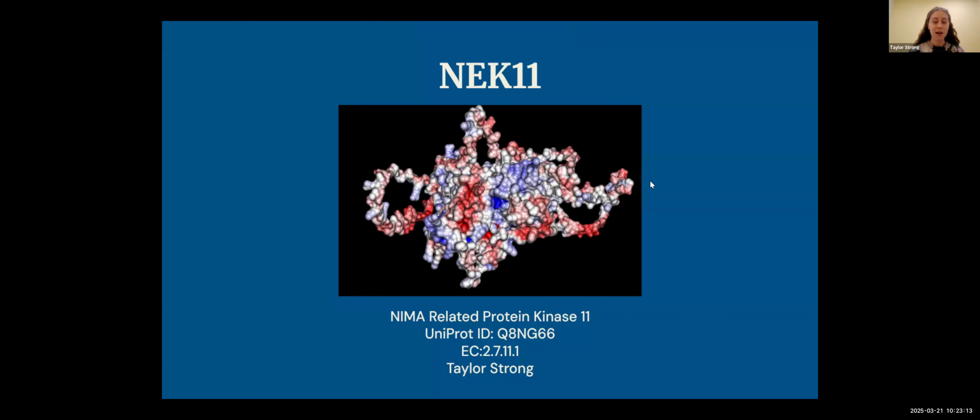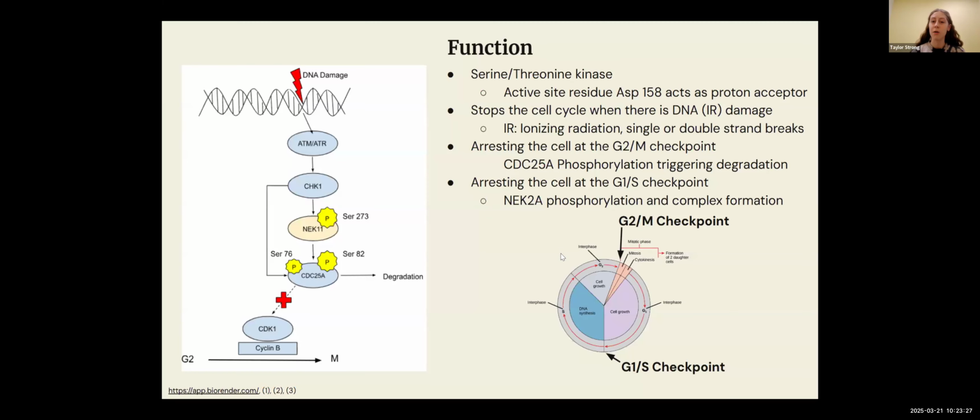Okay, perfect. So the protein I've chosen is NEK11, also known as NIMA-related protein kinase 11. And then there's the UniProt entry and the enzyme class there. And this is just the PyMOL structure of that protein.